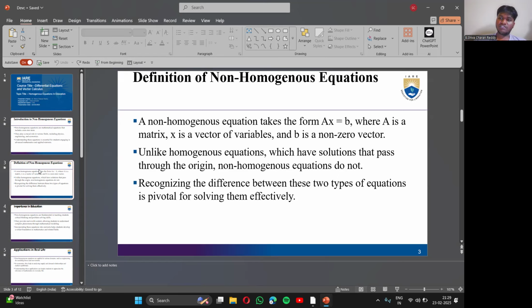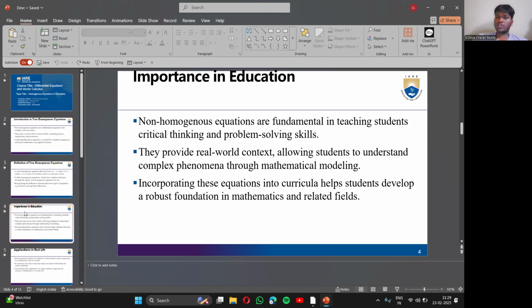So we need to recognize the difference between these two to effectively solve the problems using both methods of homogeneous and non-homogeneous equations. And yeah, a non-homogeneous equation is in the form of Ax equals B, where A is a matrix, B is a non-zero vector, and X is a vector of variables.